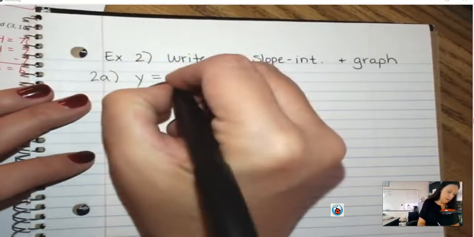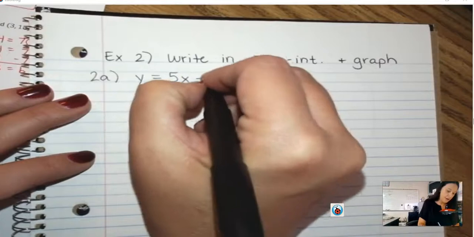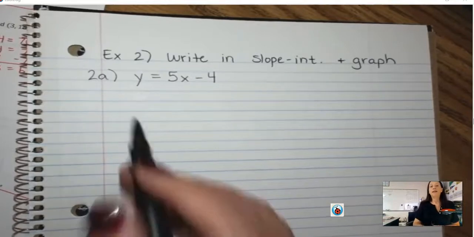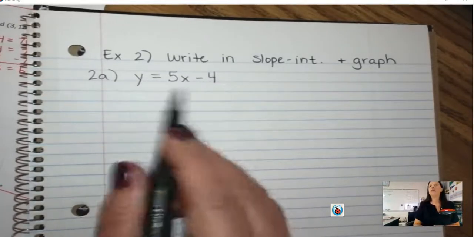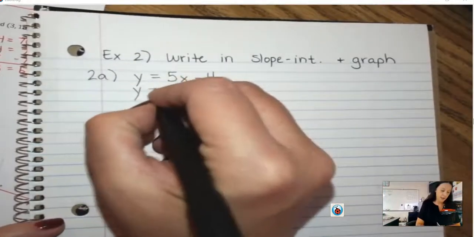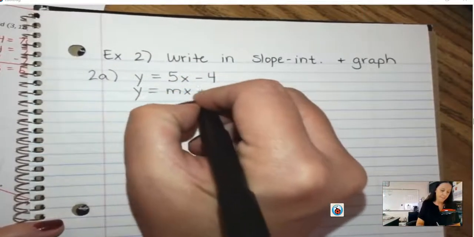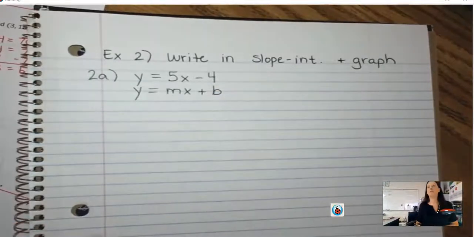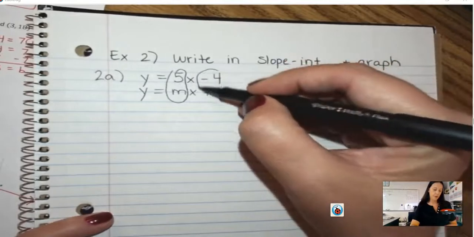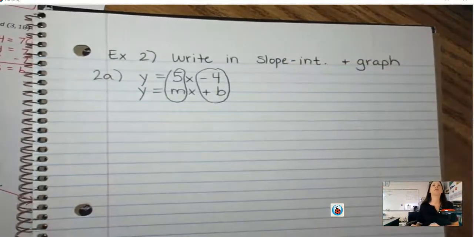Okay, 2a. Y equals 5x minus 4. Okay, this is already in slope-intercept form, so we don't need to do anything. It's already slope-intercept form, right? Because slope-intercept form is y equals mx plus b. So your slope is your m. And then your y-intercept is there.